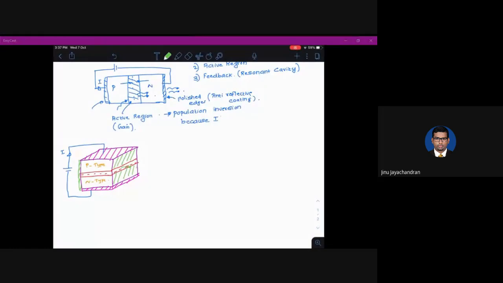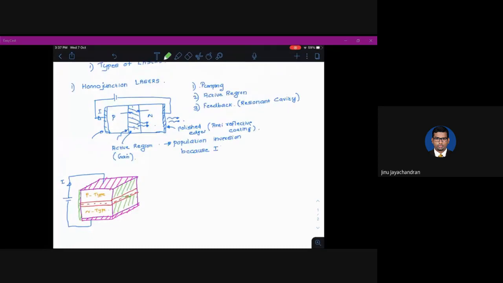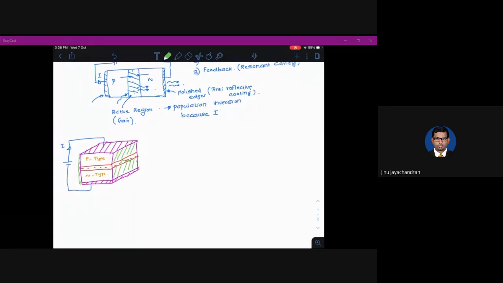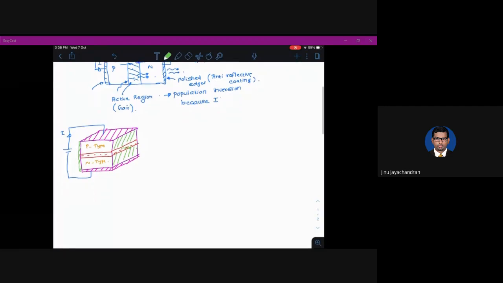I explained homojunction lasers because my next topic is heterojunction lasers. Before coming to heterojunction lasers, all the homojunction lasers are pretty simple, where you have just p-type and n-type, and there is an active region in the middle. The final product is not entirely the same. There are two extra layers in any type of laser.